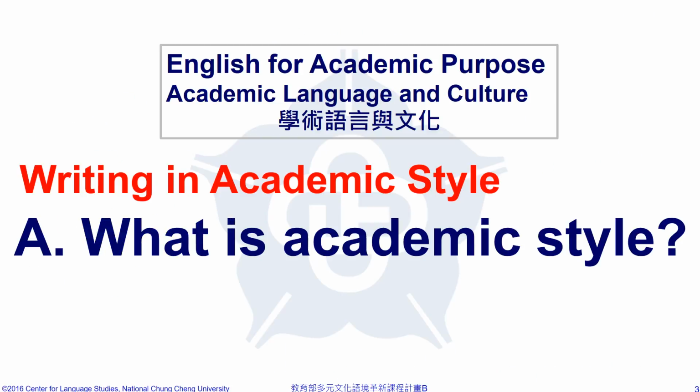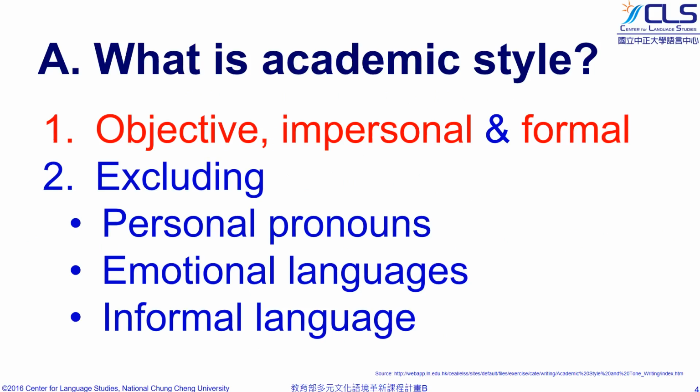Let's start with the definition of academic style. In terms of academic writing, it is important to stay objective, impersonal, and formal to sound more persuasive. We can do this by excluding the use of personal pronouns, emotional languages, and informal language.